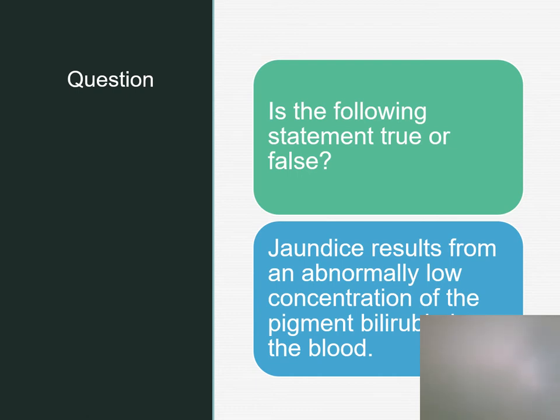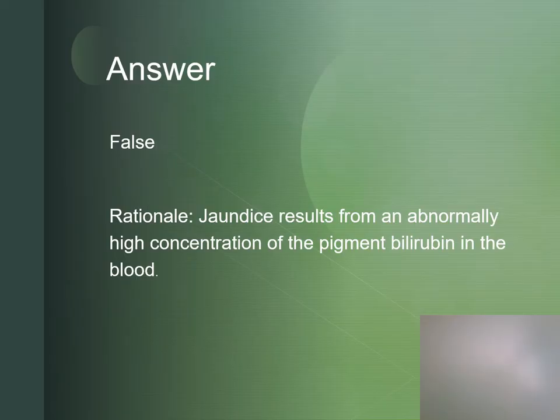So true or false? Jaundice results from an abnormally low concentration of the pigment bilirubin in the blood. And this is false.